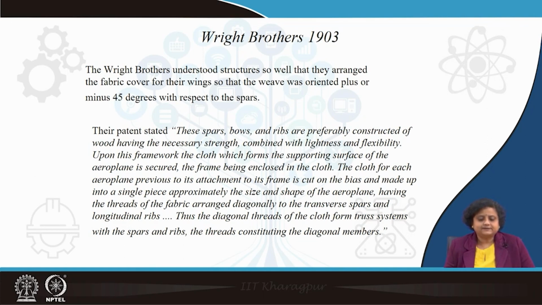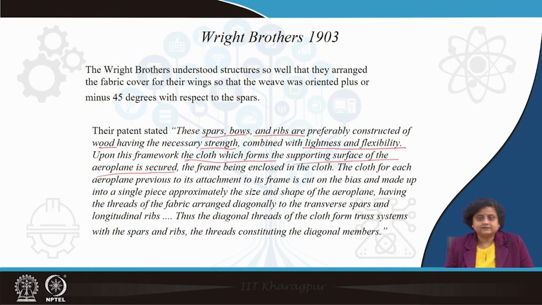The patent that they filed, a small portion of the patent I have given in this slide. There you can see that they had discussed the structural part of the aircraft. They said that the airframe was made out of spars, bows and ribs and constructed using wood, having both strength and lightness and flexibility. Upon the framework, the cloth which forms the supporting surface of the aeroplane is secured.